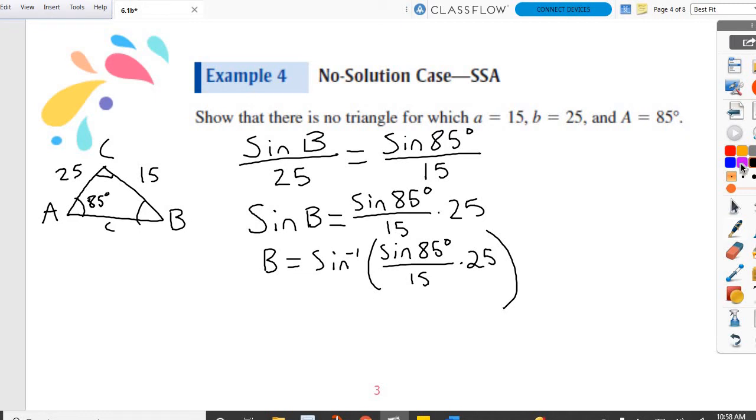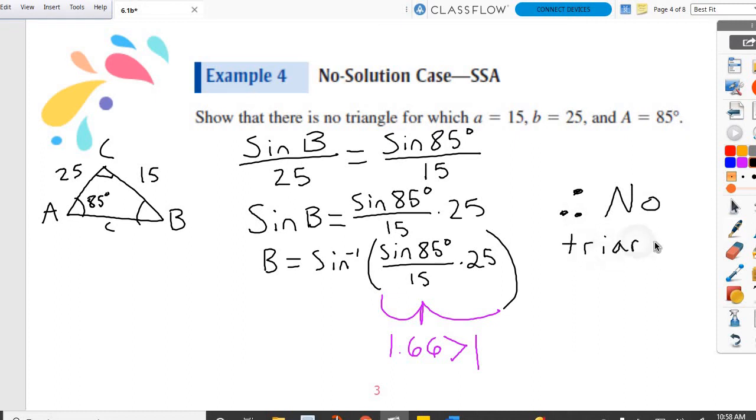You get 1.66. So notice that the stuff on the inside is 1.66. That is greater than 1. And remember, we are only allowed to plug in things in between -1 and 1. So what that tells us is that there is no such triangle.